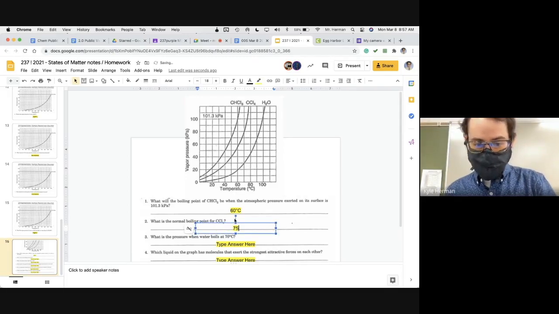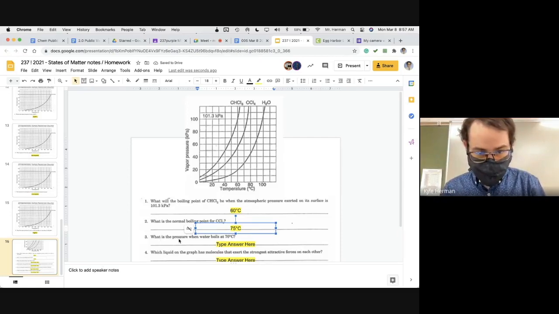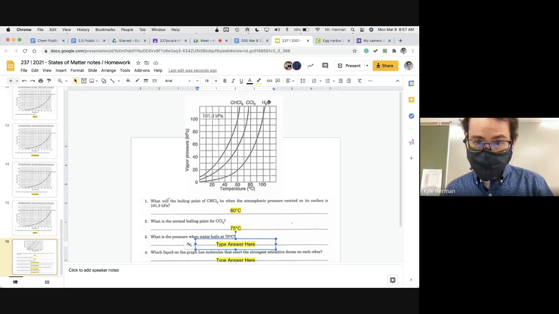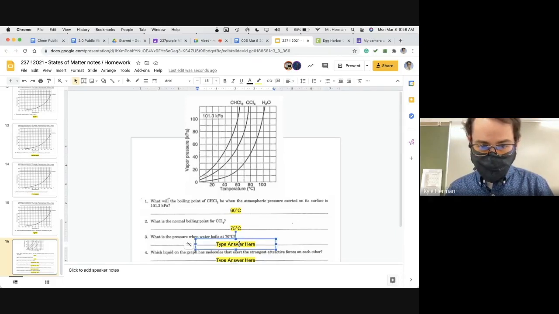Again, sig figs are working in our favor here, because you can be 74, 75, 76. What is the pressure when water boils at 70 degrees? Now we're talking about H2O, so we have to make sure that we're talking about this one right here. Water at 70 degrees is about here, right on that line. It looks like that line is 30. So it's going to be 30 kPa.